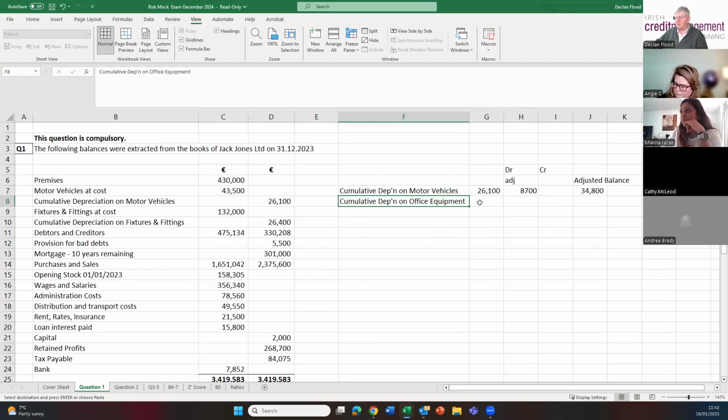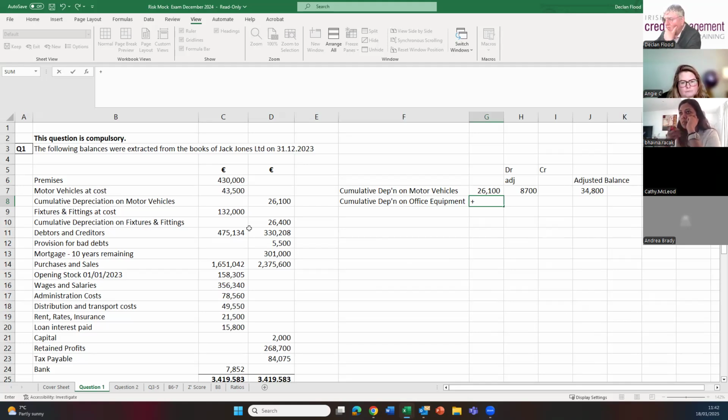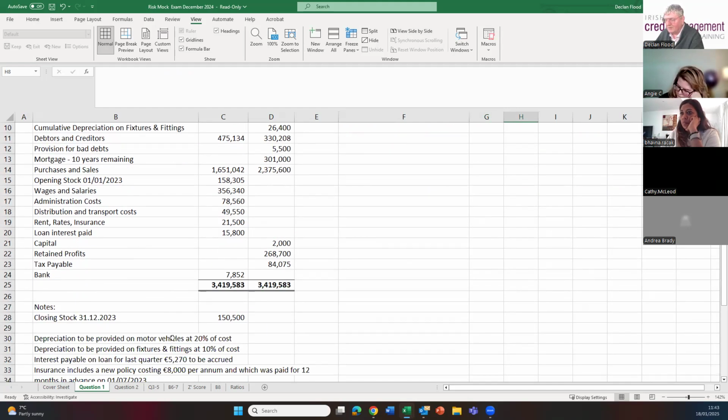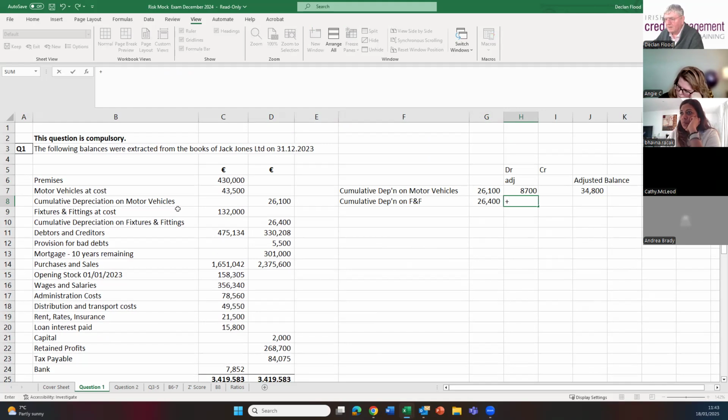So cumulative depreciation on office equipment. Again, where's my office equipment? There's my office equipment. Cumulative depreciation on fixtures and fittings. 26,100. My notes tell me depreciation on fixtures is 10% of cost. So how much did they cost me? They cost 132 multiplied by 0.1. So now I have to add 13,200 to my depreciation. It was 26,400 last year. I have to add another 13,200 this year. So my cumulative depreciation on fixtures and fittings this year is 39,600, right?